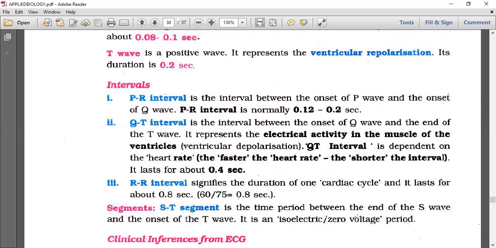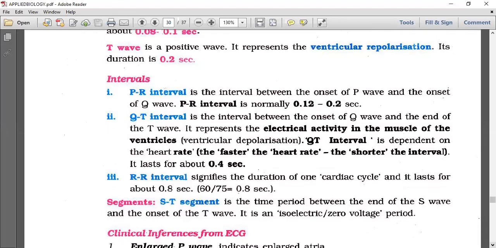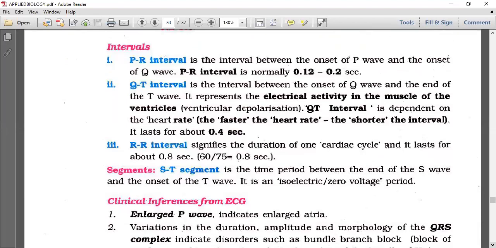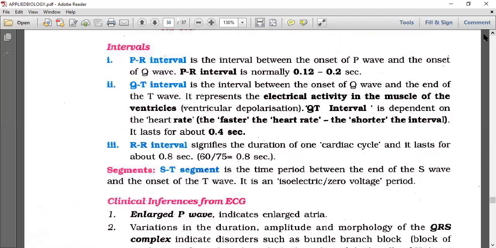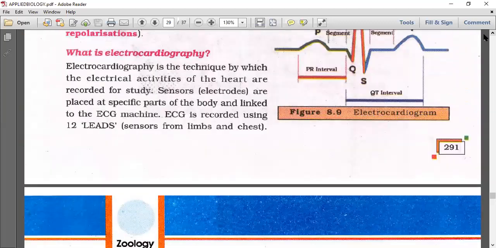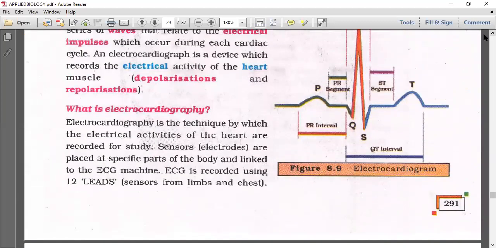The time period between the end of the S wave and the onset of the T wave, we can say, is the ST segment. In normal language, it is the time period between the ventricular systole and the ventricular diastole. Let me show you the ST segment in the diagram. This is the ST segment: the end of the S wave to the beginning of the T wave.